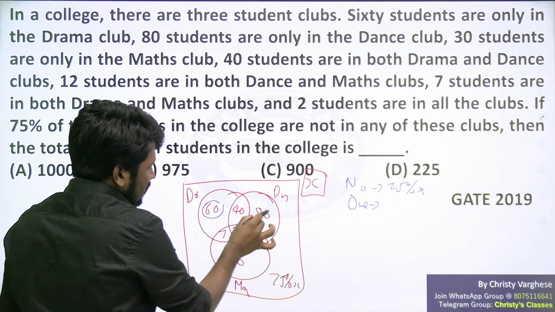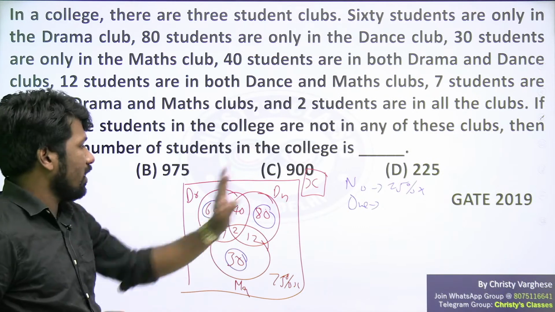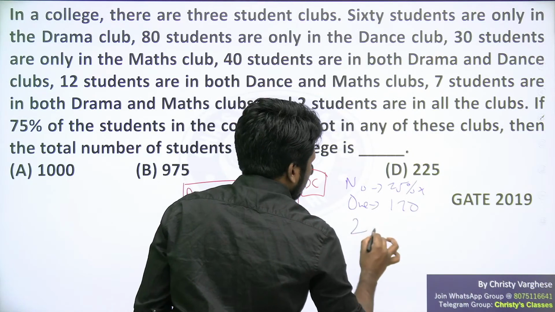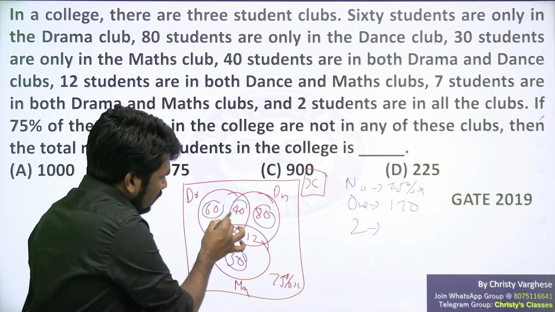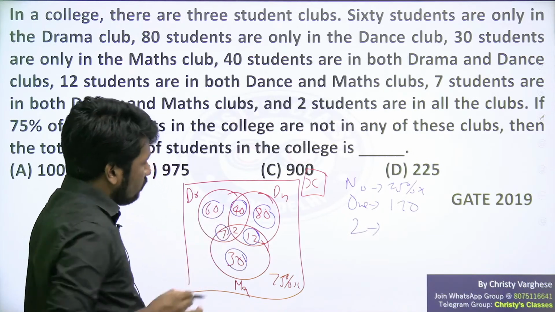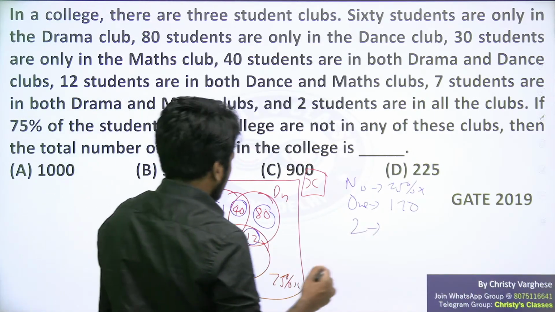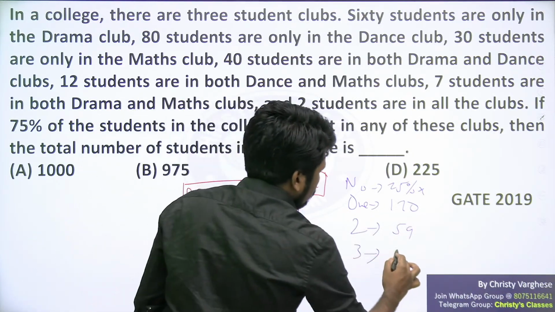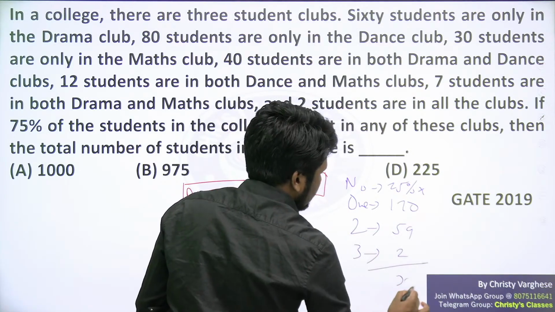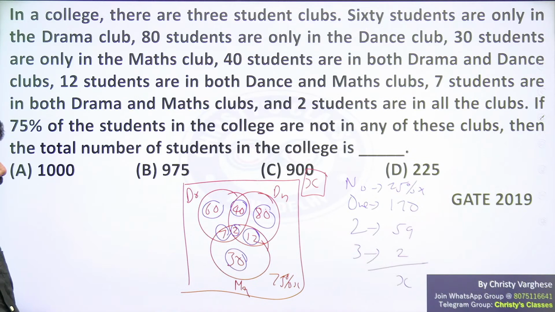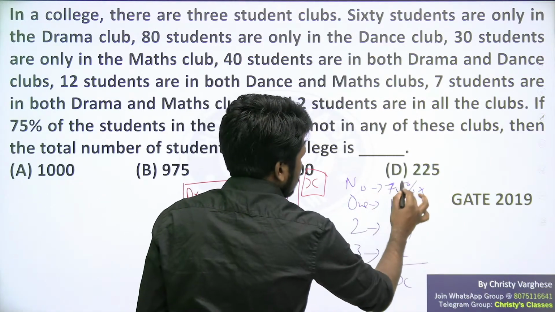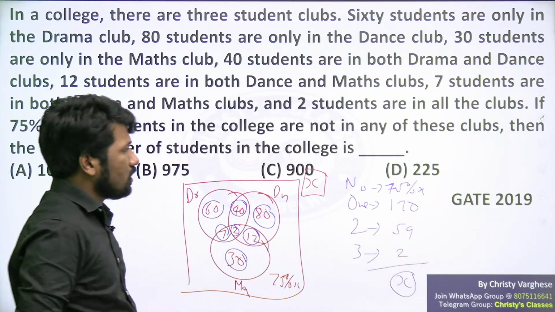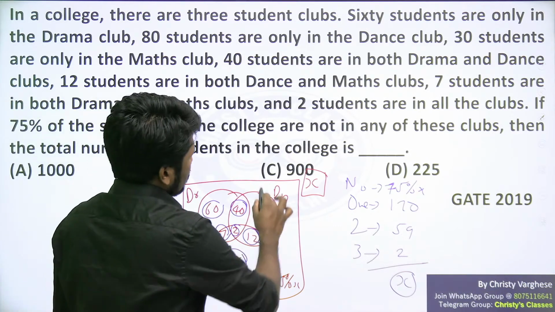One club only people will be 60 plus 80 plus 30. Due to lack of time, I am directly writing that: 60, 80, 140 plus 30, 170 people. And two club only people will be how much? 40 plus 7 plus 12. 52 plus 7, 59. And all three club people is 2. Adding all these up, you should get X. So 75% of X plus 170 plus 59 plus 2 is equal to X. Simplify it yourself, you will get the value of X, and the value of X will be 900.